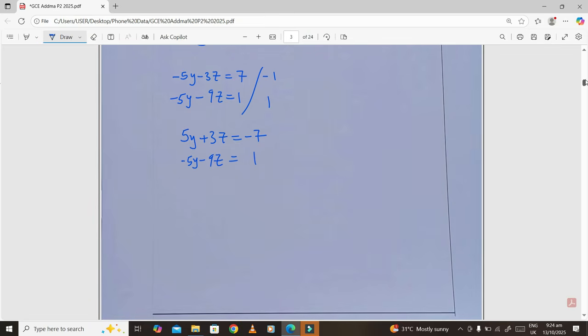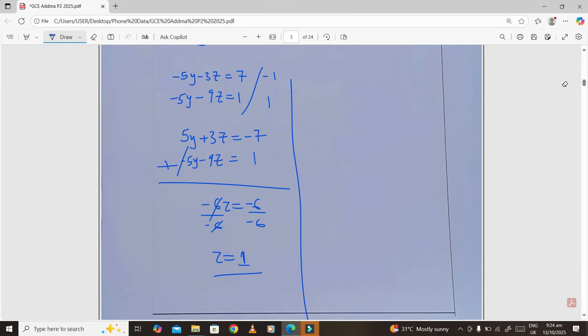Okay, so from here we can now do the adding. So these two cancel. When we add them here, we're getting a negative 6z, which is equal to negative 6. Divide by negative 6 both sides. Z is coming out to be equal to 1. So the value of z is equal to 1.